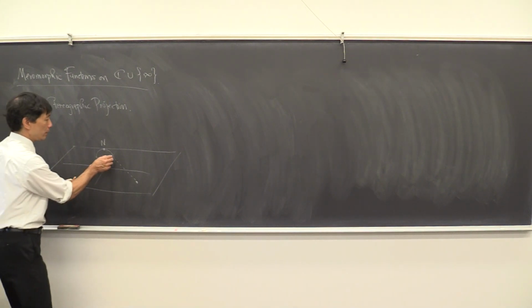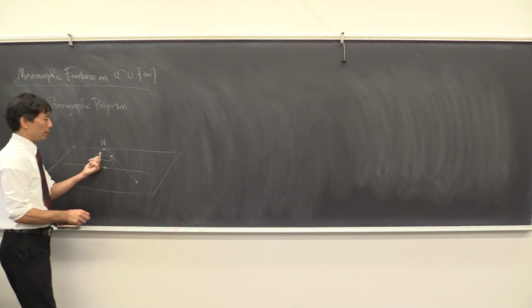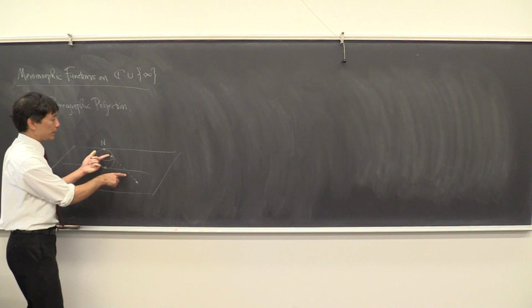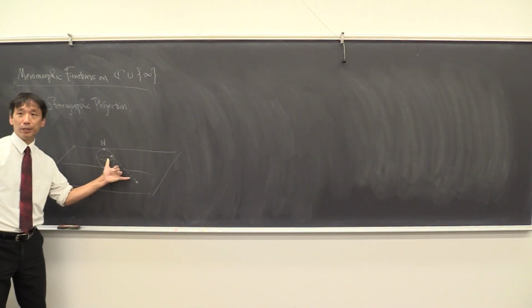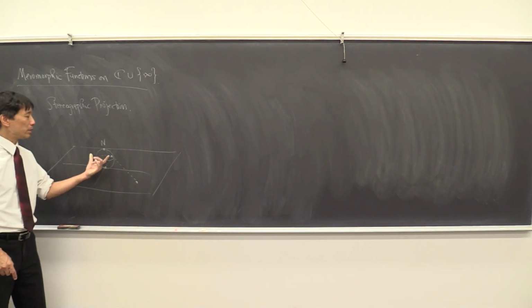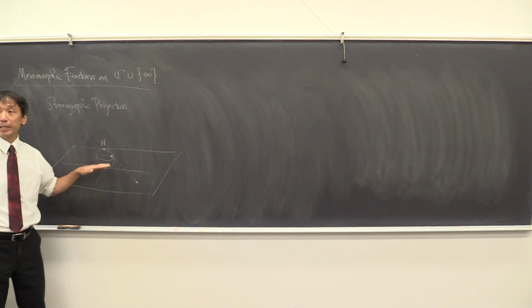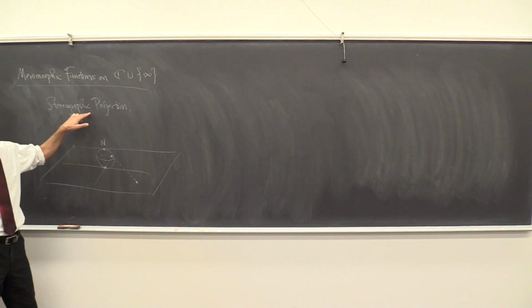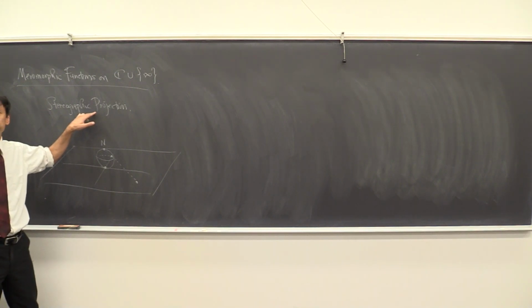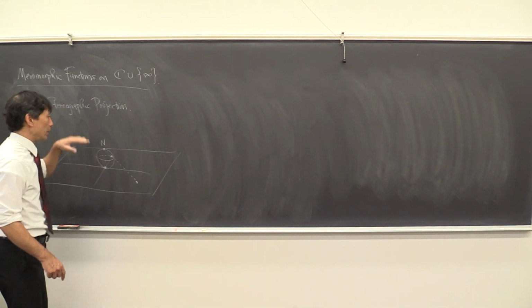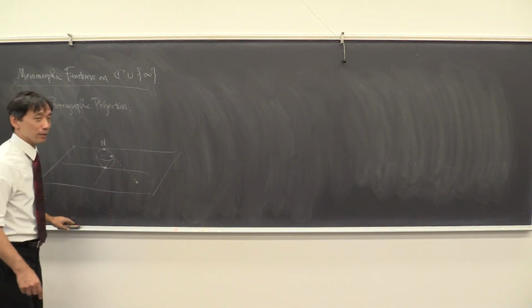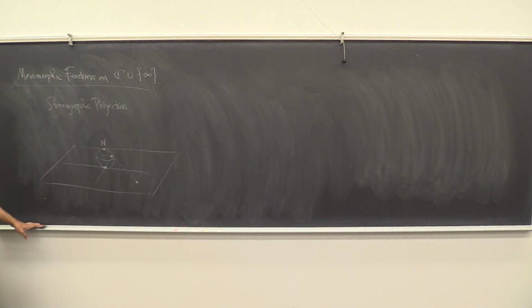Okay, so that gives you a bijection between the sphere minus the north pole and the complex plane. And that projection is called stereographic projection. So you get this bijective map. It actually has a lot of nice properties.